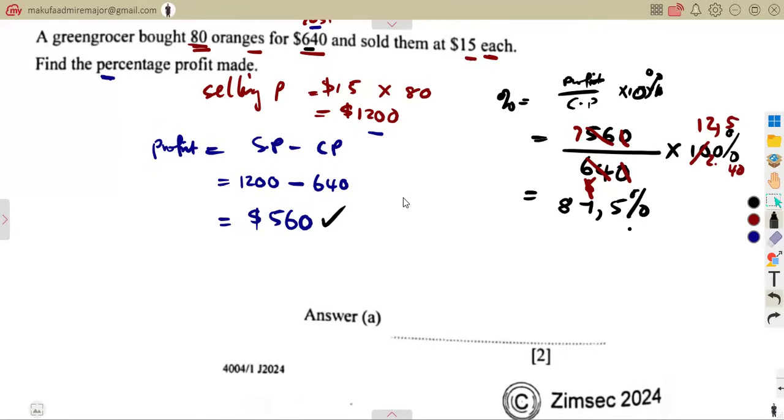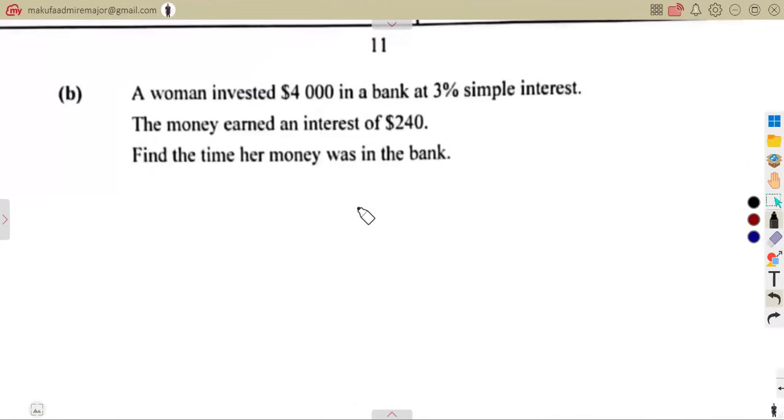So from this, we are saying the green grocer made 87.5% profit from what was there initially.